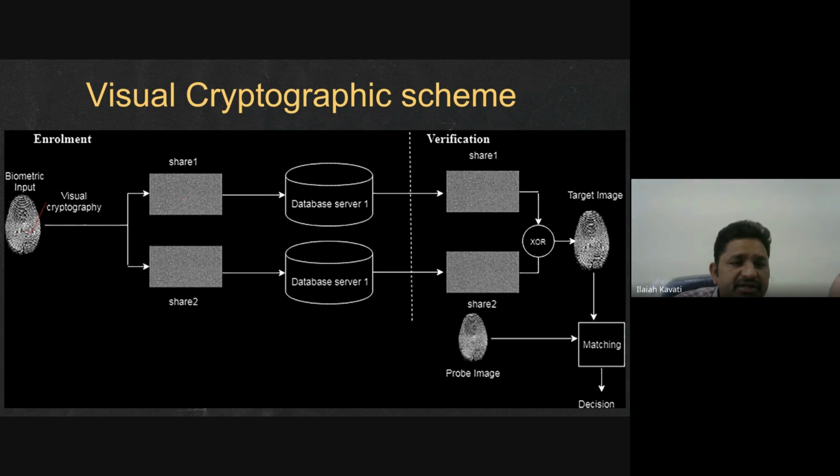The image is split into multiple shares, and these shares are stored on different servers. At the time of verification, we get these shares from the different servers and do XOR to get the target image. The constructed digital fingerprint is then matched for authentication. The advantage is that as the shares are stored on different servers and transferred over different channels, it is difficult for the attacker to intercept them.